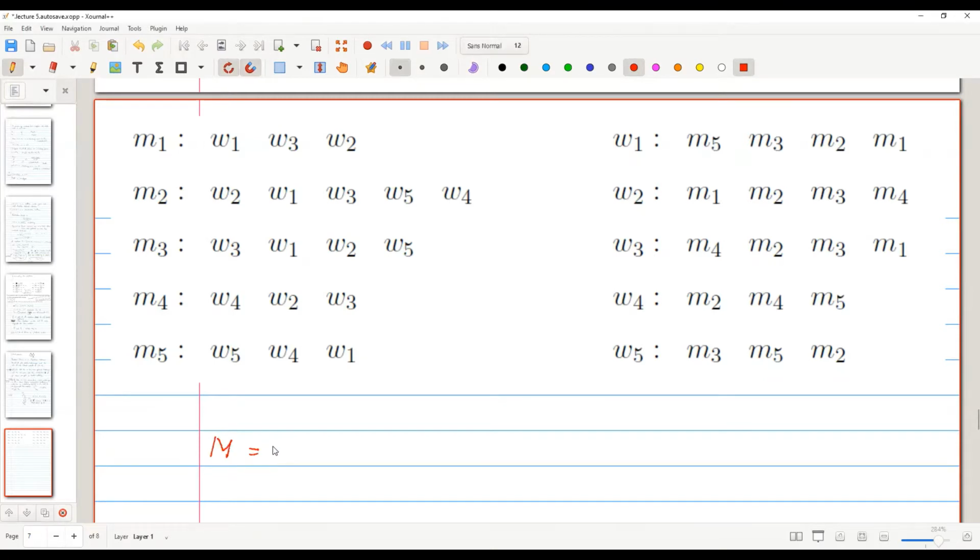So man optimal matching is say M0. So I'll try to be consistent with the notation here also. So it is M1. M1 is equal to M1W1, M2W2.